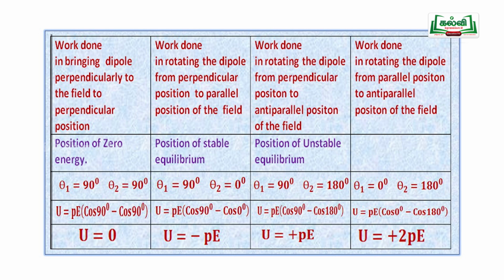What is the work done in rotating the dipole from the parallel position to the anti-parallel position? What is the parallel position? Theta is 0, anti-parallel position theta is 180. So, U is equal to PE (cos 0 minus cos 180), which is equal to 1 minus of minus 1, that is 1 plus 1. So, the answer is U is equal to plus 2PE.